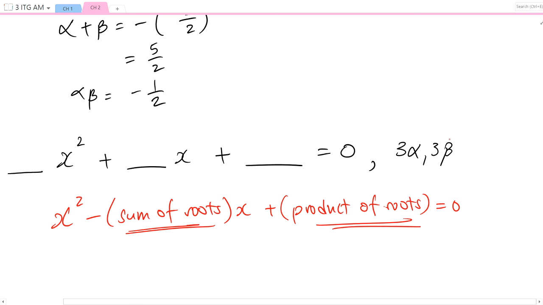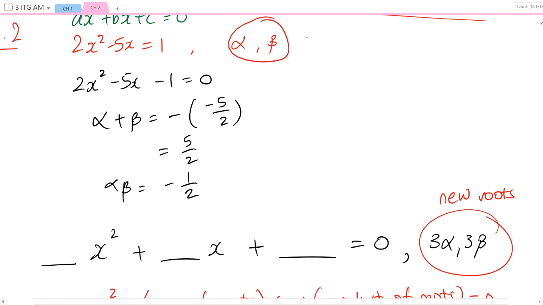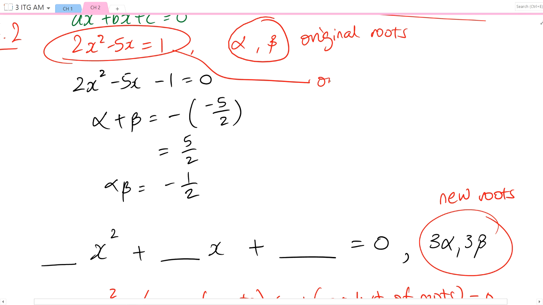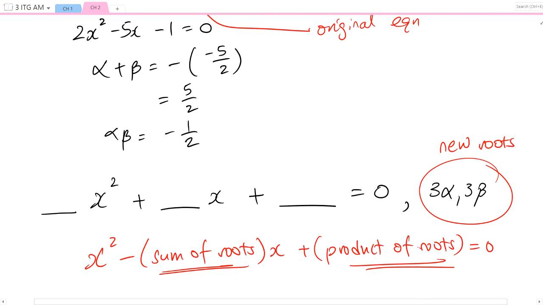Today, our roots are 3 alpha and 3 beta. These are known as our new roots. Because we've got so many roots. We've got alpha and beta over here, these are our original roots. So this is my original equation. And now I've got new roots. I need to form my new equation. You following so far?